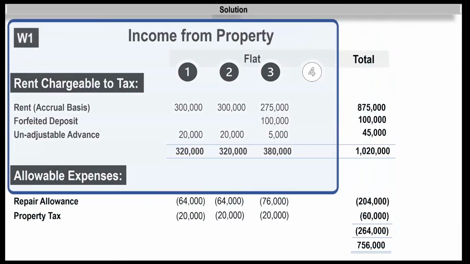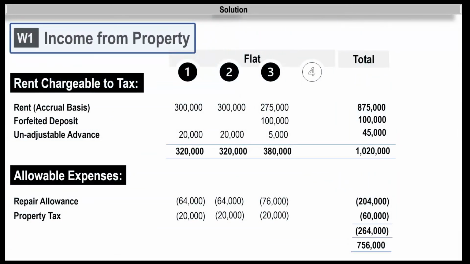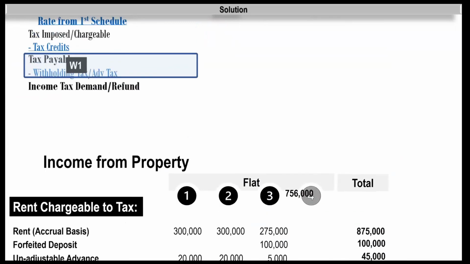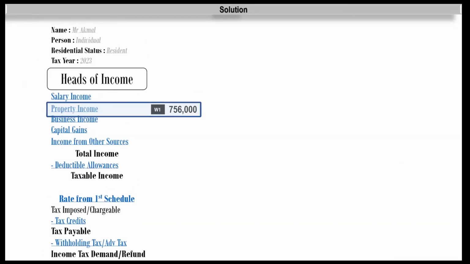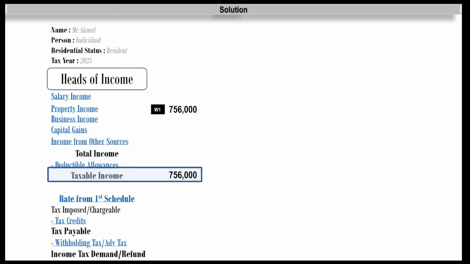Let's call it working 1. Use result of this working in your main answer format. Also mention working reference for convenience of examiner. Taxable income comes to Rs 756,000.